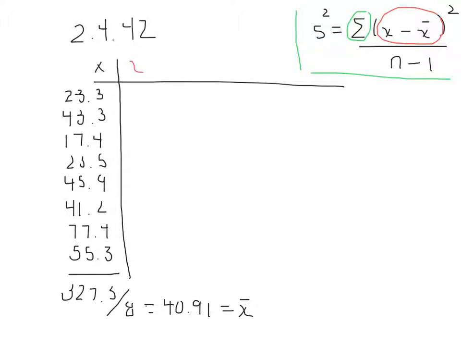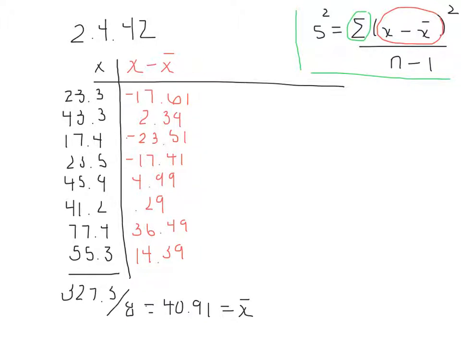So I'm going to create another column here in my table, and I'm just going to call it deviations from the mean, X minus X bar. So I'm basically going to take each value of X and subtract that mean that I got of 40.91. So 23.3 minus 40.91 is negative 17.61. 43.3 minus 40.91 is positive 2.39. 17.4 minus 40.91 is negative 23.51. And so on for all remaining values of X.